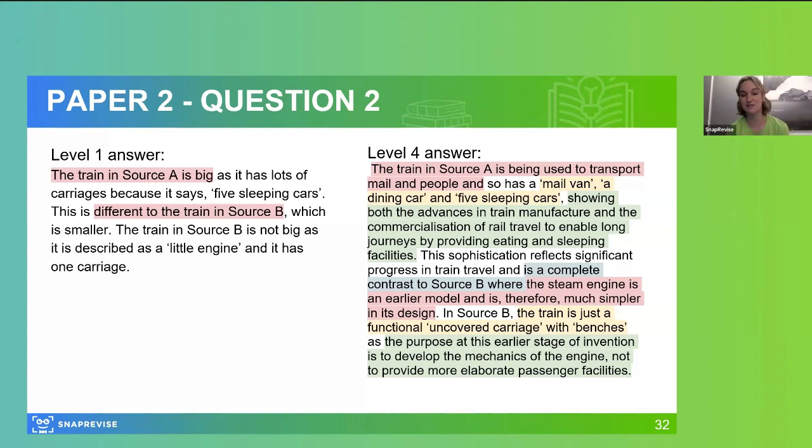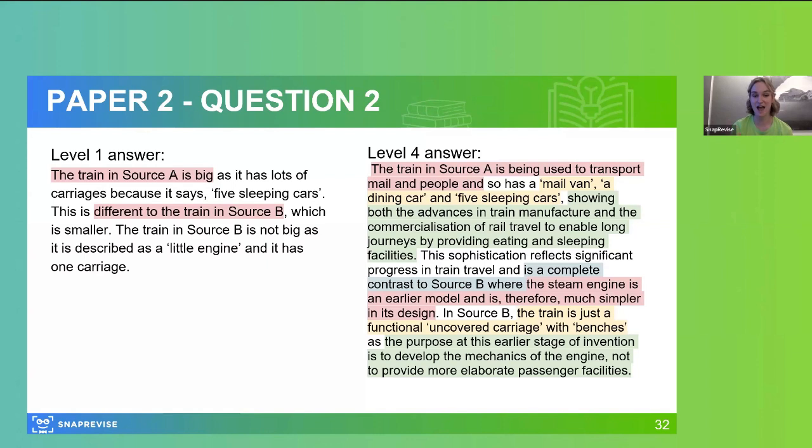This sophistication reflects significant progress in train travel and is a complete contrast to source B. That is key, complete contrast to source B. Brilliant. It shows that you understand that you're being asked to show differences, and it shows that you're going to be showing something completely different. You make your point again by saying that the steam engine in source B is an earlier model and is therefore much simpler in its design. In source B, the train is just a functional uncovered carriage with benches, as the purpose at this earlier stage of invention is to develop the mechanics of the engine, not to provide more elaborate passenger facilities.